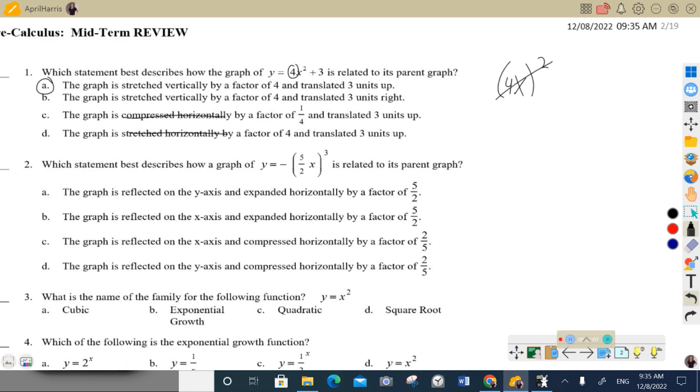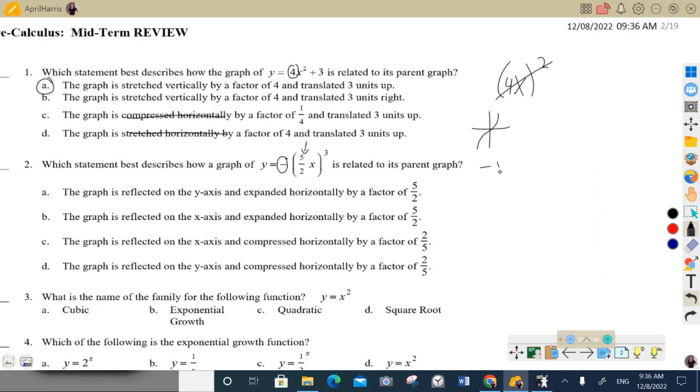What's the parent function? Cubic. Looks like this. Okay. All right. People out there that are just watching and listening, looks like that. All right. Now I have 2 new things. I have a negative and I have times 5/2. So let's talk about the negative first. Who is the negative with? Is it inside with x or outside with y?